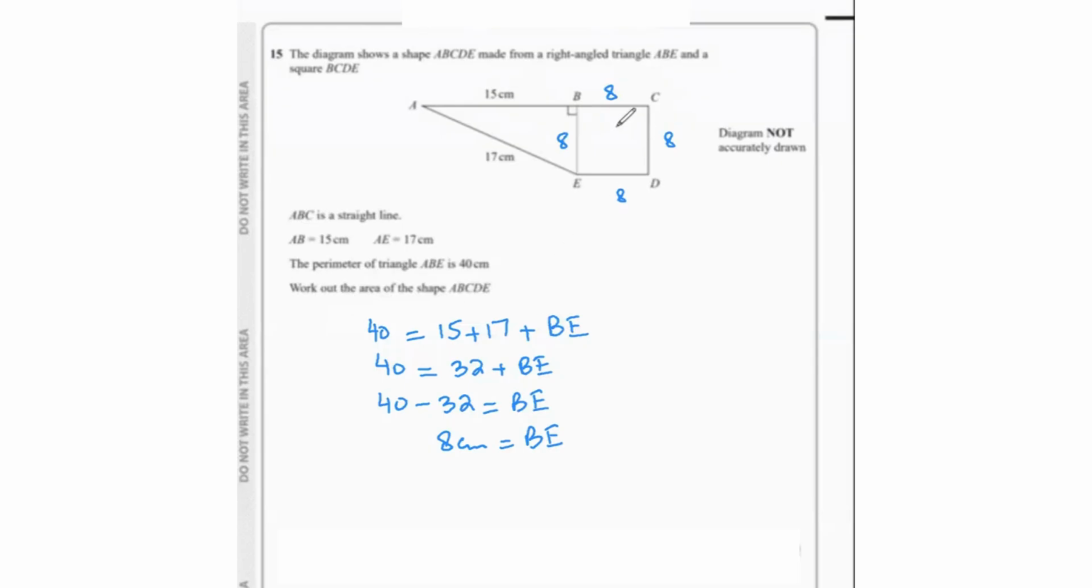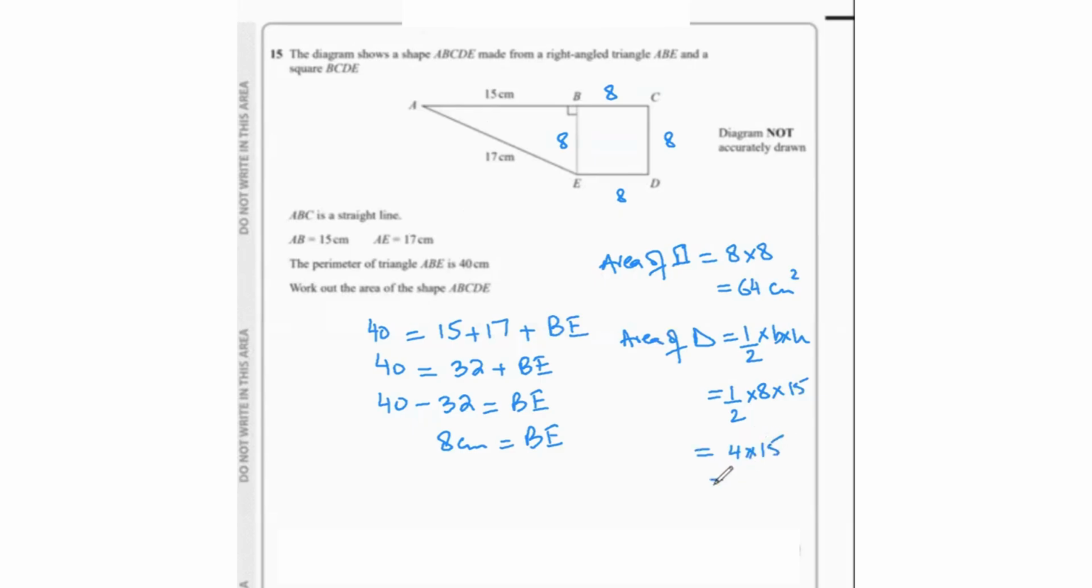So to work out the area of the shape now, we need to find the area of the triangle and the square. Area of square is going to be 8 times 8, which is 64 centimeters squared. And area of the triangle is going to be 1 over 2 times base times height. Height is our 15 centimeters. Height is always your perpendicular height, never the slant height. And base is 8. So 1 over 2 times 8 times 15, which is 4 times 15, and that equals 60 centimeters squared.